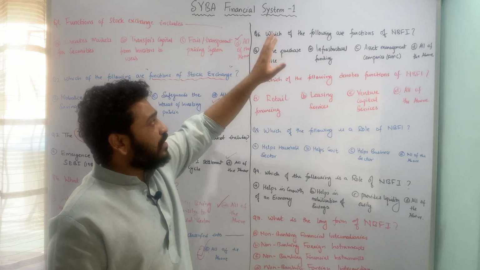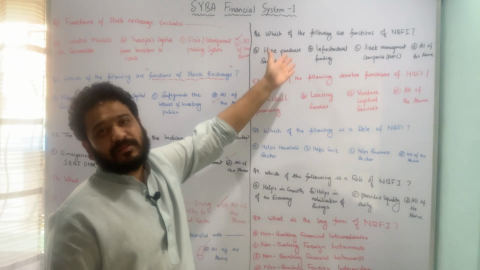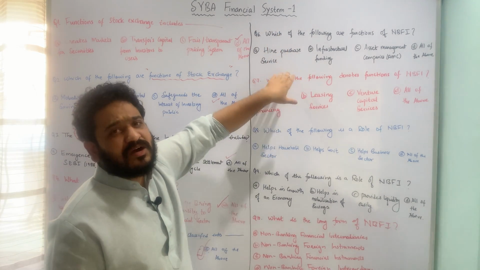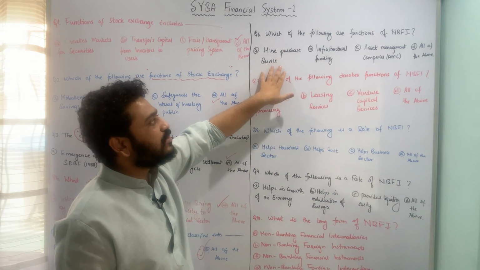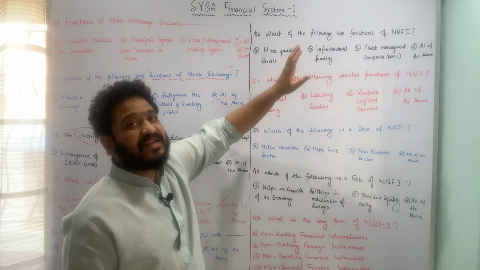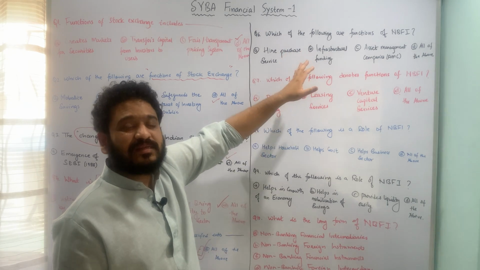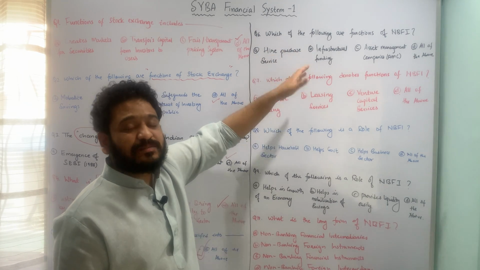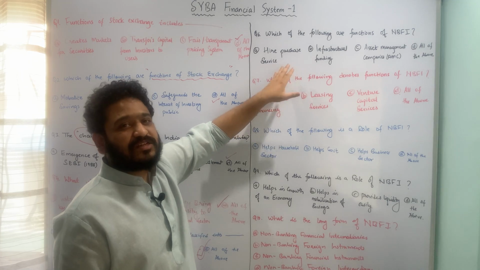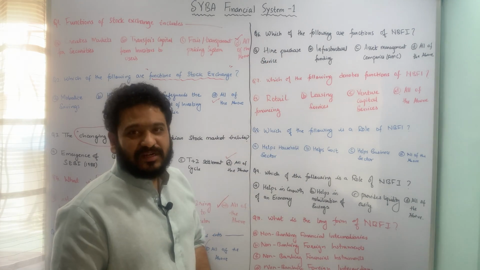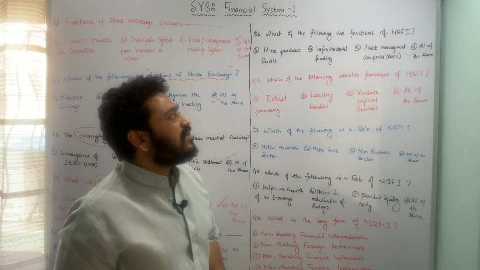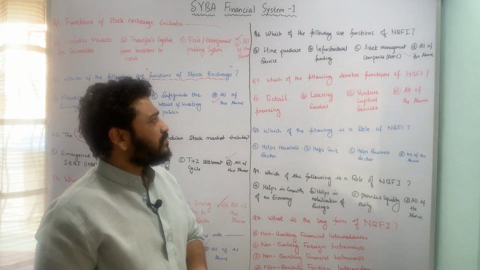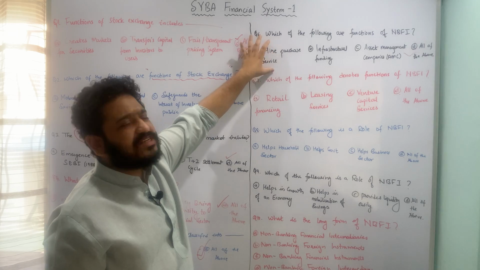So here again, when we look at the functions of non-banking financial intermediaries, all of these three things are in a sense talking about the functions. Therefore hire purchase, then infrastructural funding, as well as asset management are functions associated with non-banking financial intermediaries, and therefore option D, all of the above, is the correct answer to this particular question. I hope the question is pretty much clear.